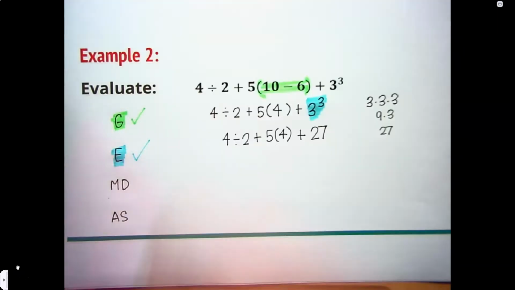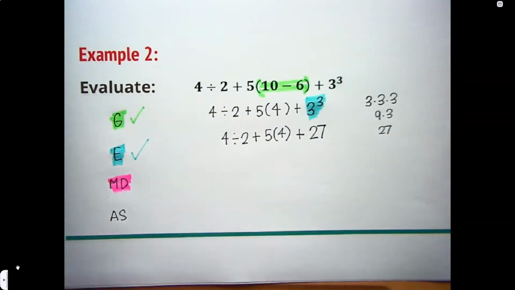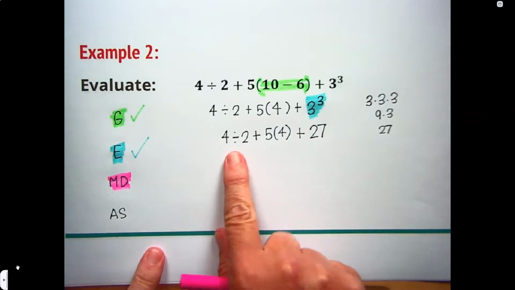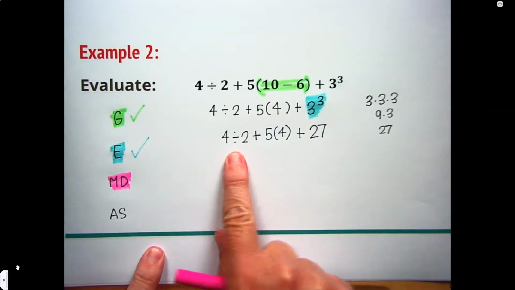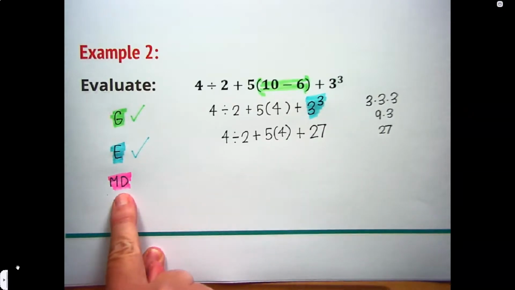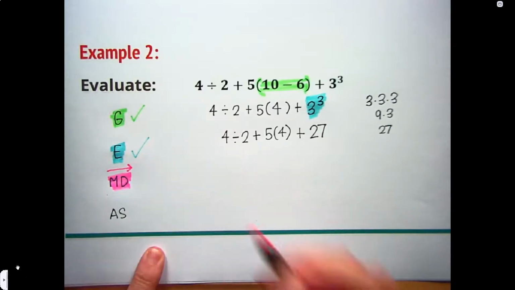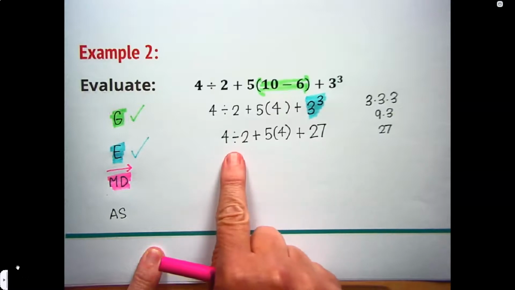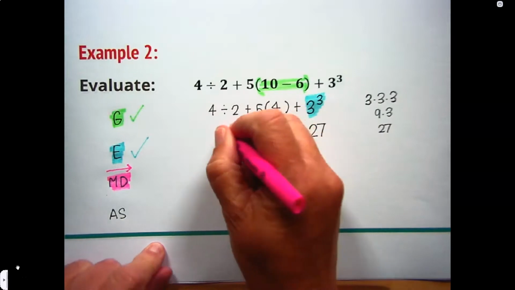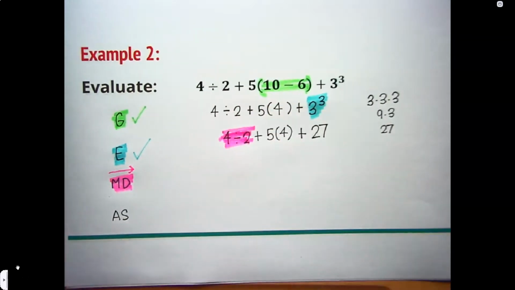All right, next up, I am looking for multiplying and dividing. And when I look, I see that I have both. I have 4 divided by 2. I have 5 times 4, so I have both. Remember, one of these is not more important than the other, so we are going to work from left to right. So who's in line first, the division or the multiplying? Well, in this case, the division is first in the problem. Multiplication is second, so the division is going to go first. So the next thing we're going to do is the 4 divided by 2.